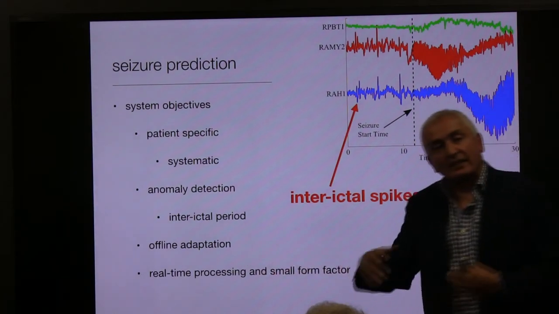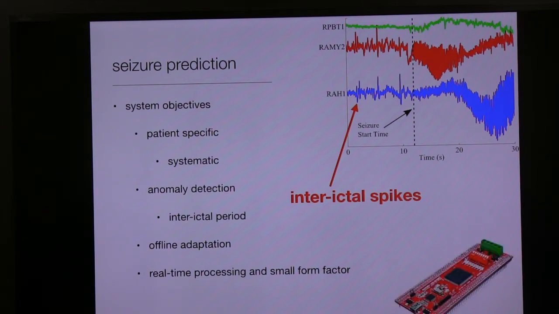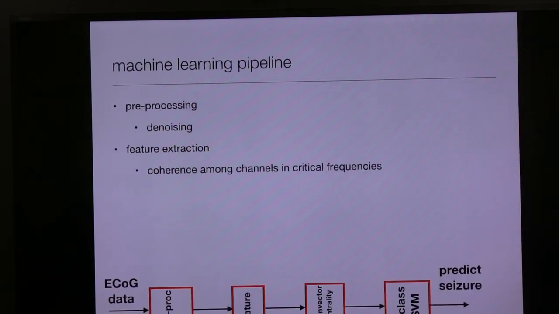Because of the data you have, you want to adapt your algorithm offline, but then have a real-time implementation of that, so that once the parameters have been set, the patient would go about life and this would help predict the seizure. And then you want it in a small form factor, small enough that it could be placed somewhere near the body so that you could process the data, right? That's our wish list.